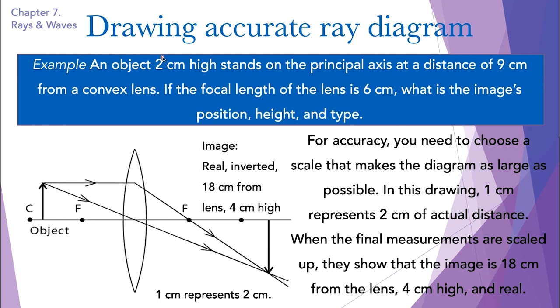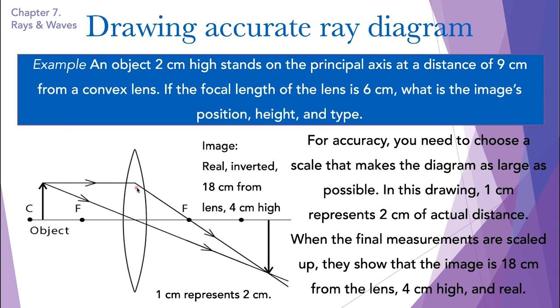An object 2 cm high stands on the principal axis at a distance of 9 cm from a convex lens. So here we have the position of the object from the lens. The object is at a distance of 9 cm from the lens. We measure it out, and the height of the object from the principal axis is 2 cm. So we mark the position of the object.